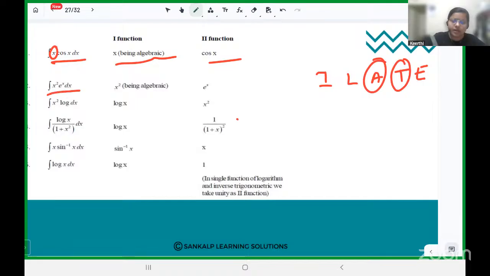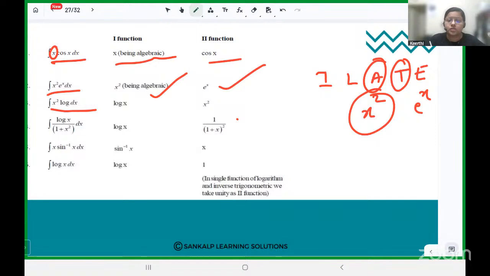If it is x square into e raised x, x square means algebraic function, e raised x means exponential function. So the first function should be x square and the second function should be e raised x. Okay, similarly all the other questions, x square into log x. Which function should you choose as the first function? x square is algebraic, right? And log means logarithmic function. So which should be given priority? Log. So the first function should be log and the second function should be x square.